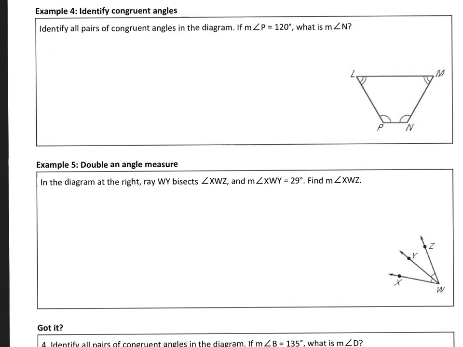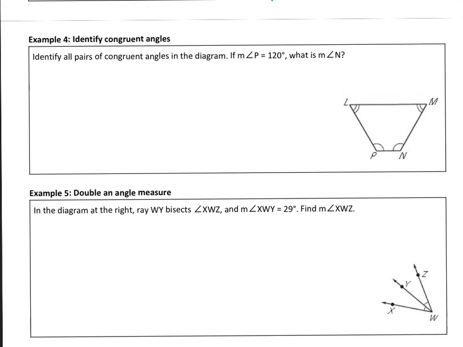So moving ahead, our last couple examples here. Identifying all pairs of congruent angles in the diagram, okay? So when we look at this, we're looking for angles that have the same marking on them. So I look at P and N. They have the same marking, so I would say that angle P is congruent to angle N.